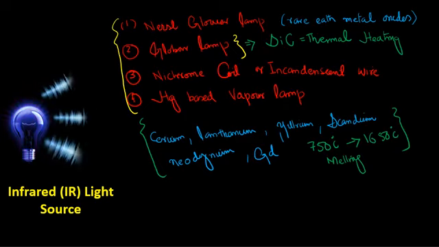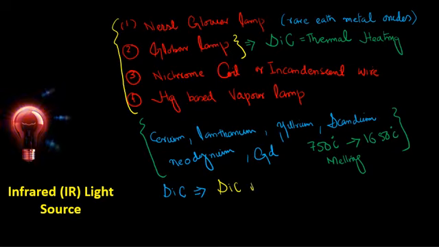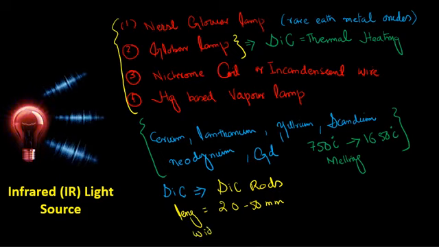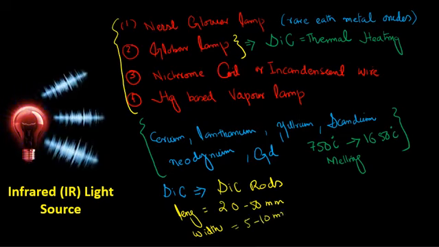The silicon carbide used in the IR source is in the form of a silicon carbide rod. The length of a silicon carbide rod is around 20 to 50 millimeter, whereas the width of the silicon carbide rod is around 5 to 10 millimeter.